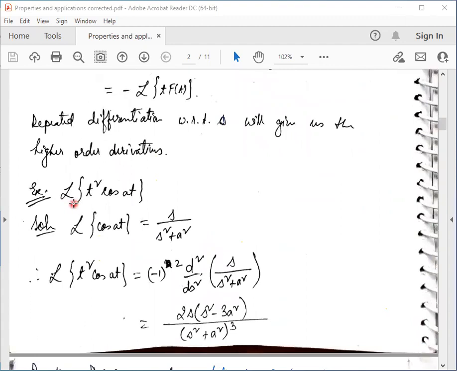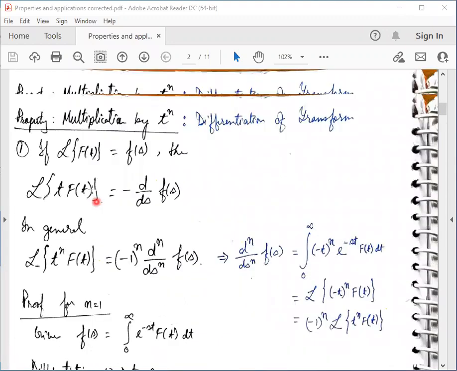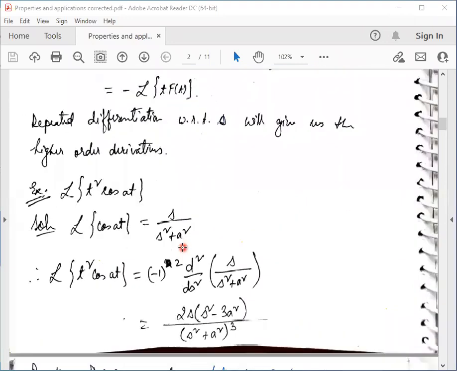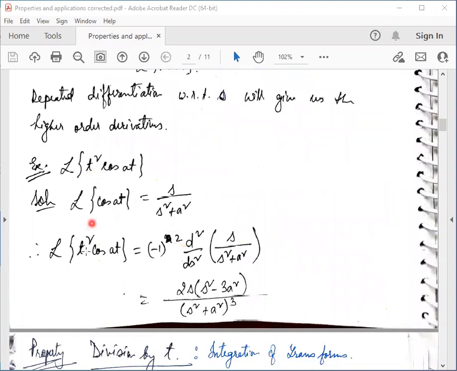So we have the Laplace transform of t square cos of at. And we know the Laplace transform of cos of at is s divided by s squared plus a squared. Okay, and from the property which we just saw, multiplication by t^n, the Laplace transform of t^n f(t), is minus 1 to the power n, nth order derivative of F(s). So here we have t squared.